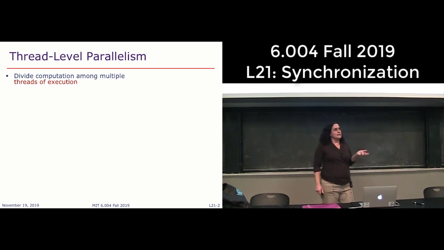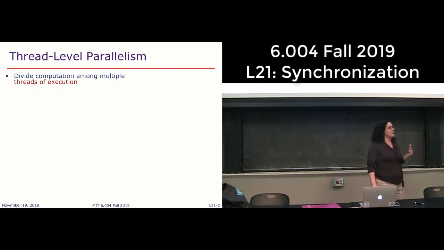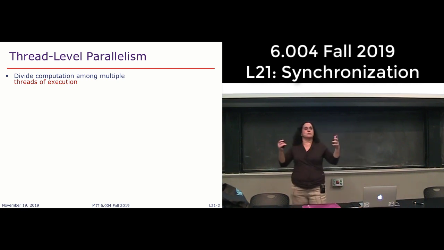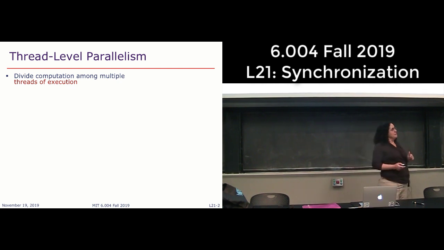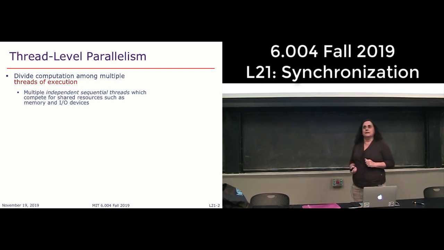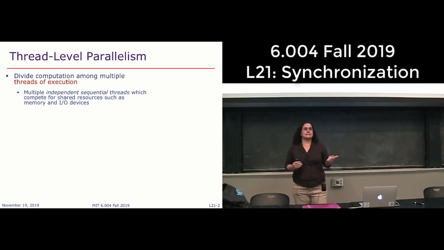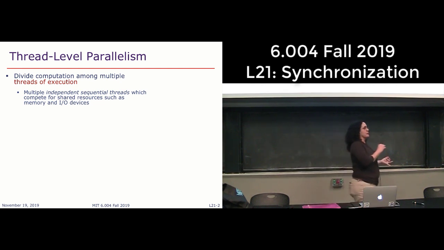To get started, let's first define what we mean when we say thread-level parallelism. Basically, we're going to take a large computation, divide it up into multiple threads, and execute these different threads in parallel. These threads can be either related to each other or not. In one alternative, the multiple threads are independent of each other, but they contend for shared resources like your memory or your shared I/O devices.